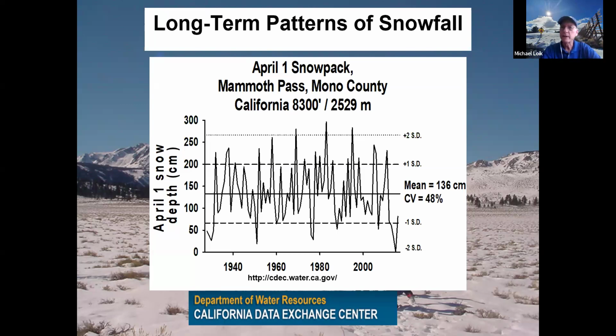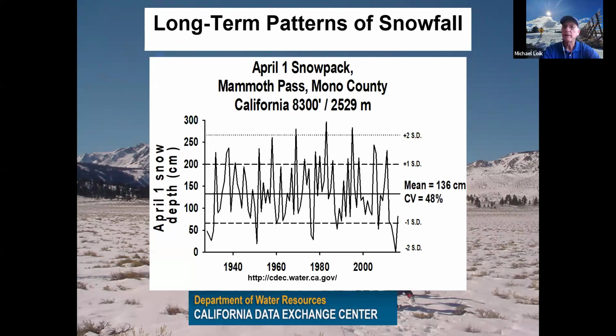Anyways, what we can see is a tremendous amount of variability. And this is one of the things that I think everybody recognizes, that there are wet years, there are dry years, there are almost no normal years. We see that the mean at this site is 136 centimeters of snowfall, with the coefficient of variability representing about half of that. So you can see that several years have been over 2 standard deviations.